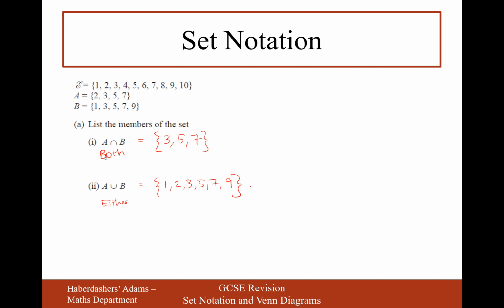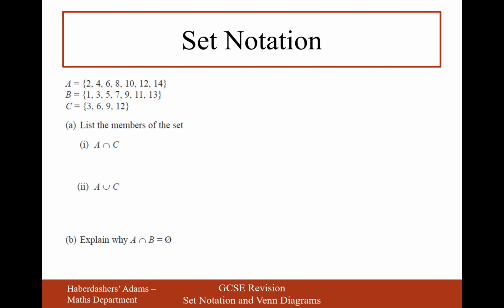Very similar to the first question, this one. But there we are. So hopefully you're getting the hang of it now. When it says the little N symbol, that means both. And when it says the U symbol, either. Either in one set or in the other set. Okay, pause the video and give this question a go.